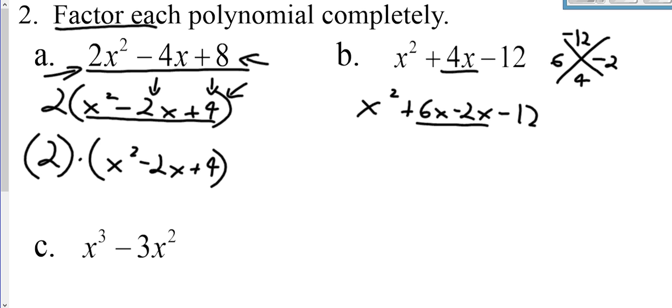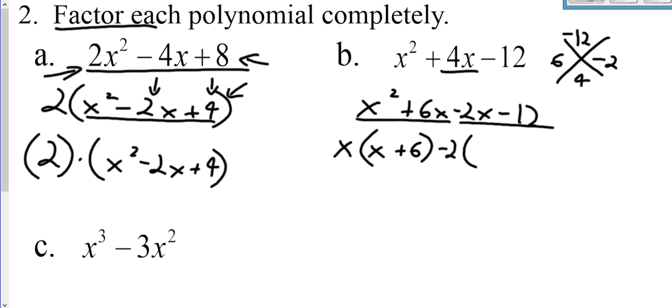From here, I can look at grouping, factoring by grouping. So I look at my first two terms. What is the greatest common factor of those two? Well, they both have an x. I factor that out and I get x plus 6. My next two terms, I factor out what's common between those. Well, they both have a -2. Factor out a -2 and I get x plus 6.